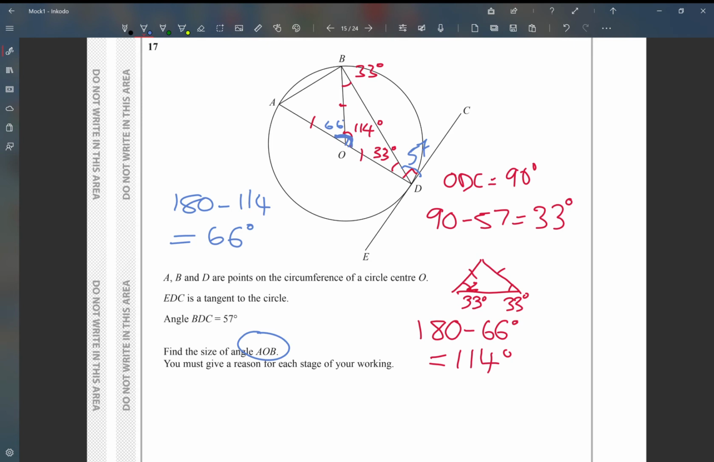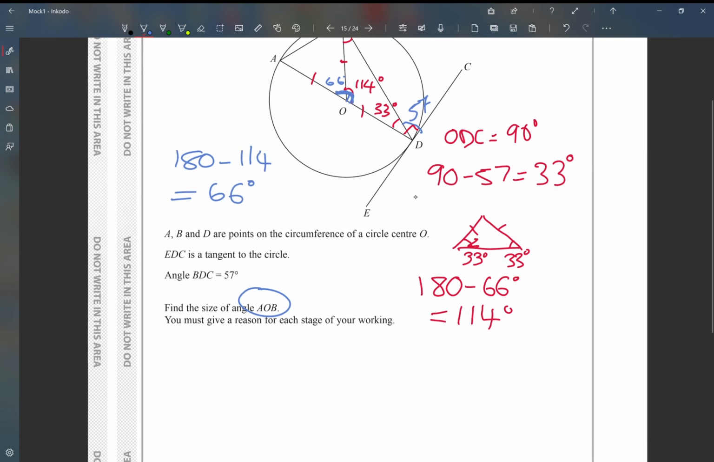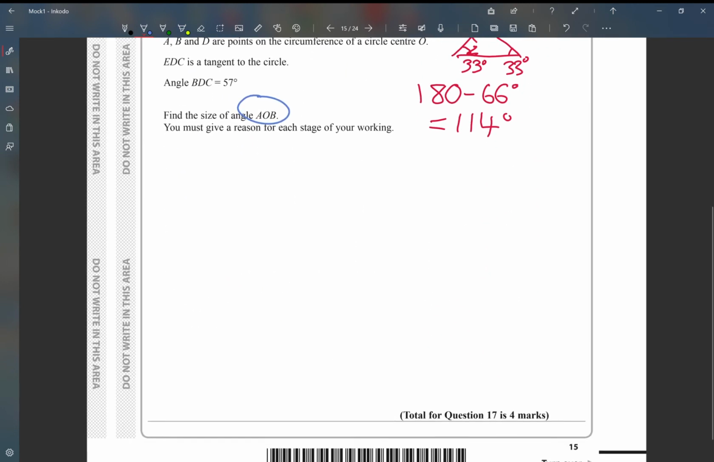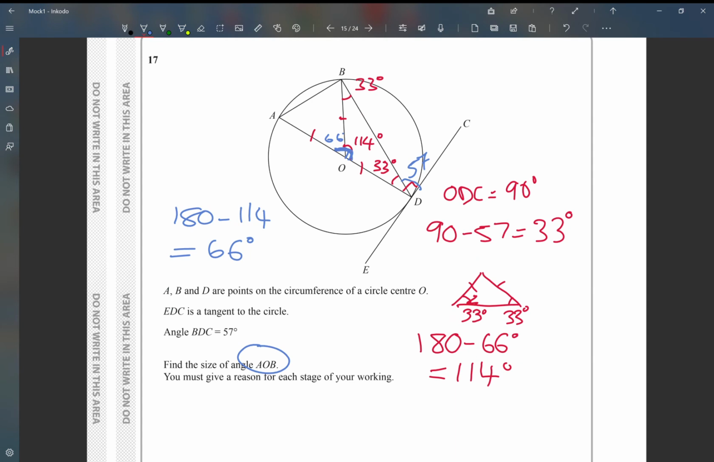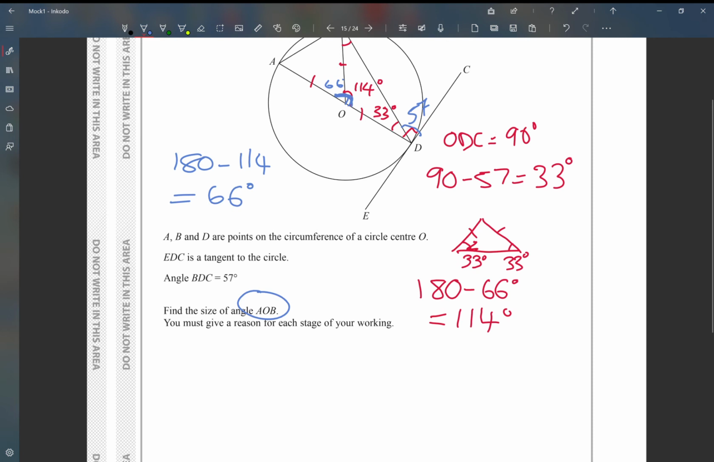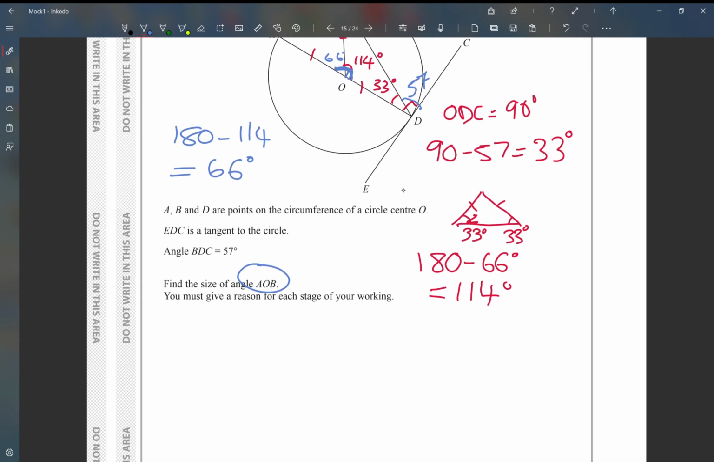So that's 66 degrees. Okay, so I've done my working, but now I need to give reasons. It's 4 marks, so I would have already made a fair amount of marks already. 66 would give me a mark. Putting the right angle on here, that's probably a couple of marks, but I need to actually structure it for now.